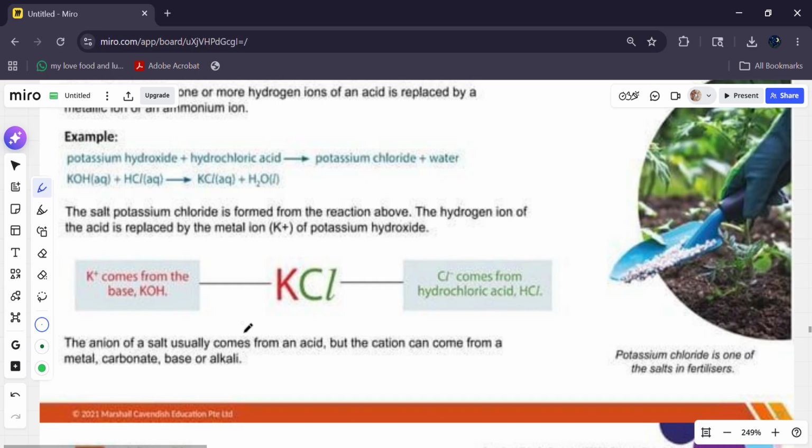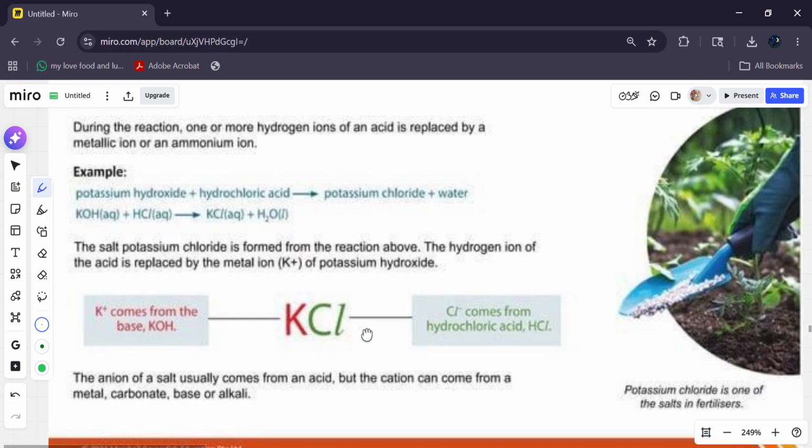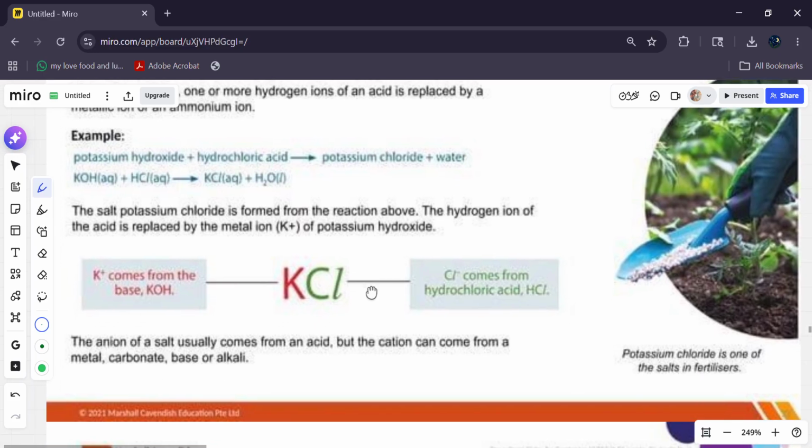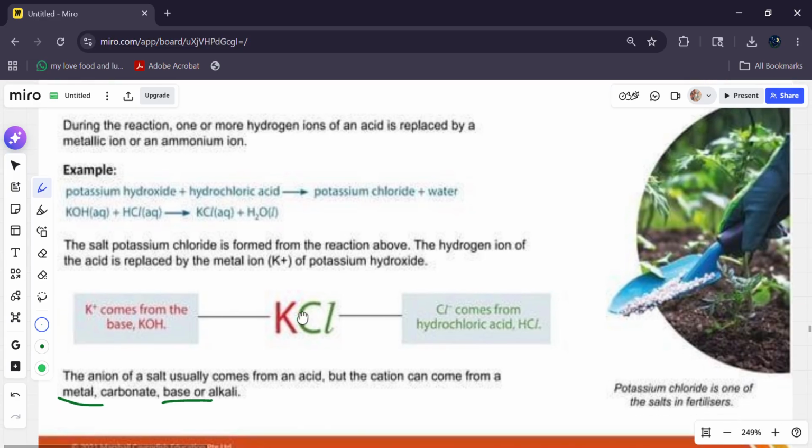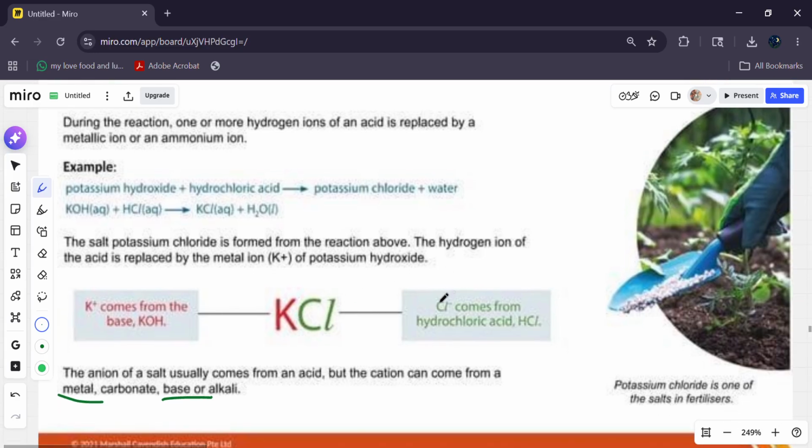The anion of the salt usually comes from an acid, but the cation can only come from a metal carbonate, base, or alkali. And remember, since metals can form basic oxides, this is why a cation, which is a positive ion, can come from a metal carbonate or base or alkali.